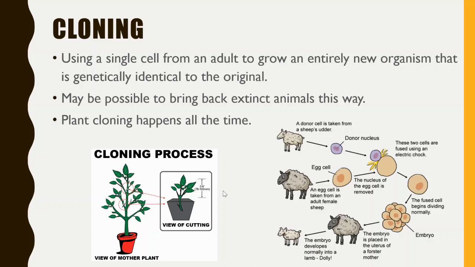Cloning is the process where you take a single cell from an adult to grow an entirely new organism that is genetically identical to the original. There's talk about maybe using this method to bring back extinct animals. Is that something we should be doing? And just to make a note, plant cloning happens all the time. Anytime you take a cutting from a plant and grow a new plant from that cutting, that's cloning.